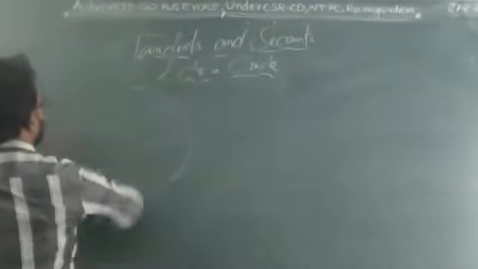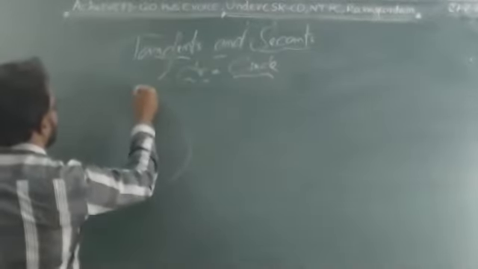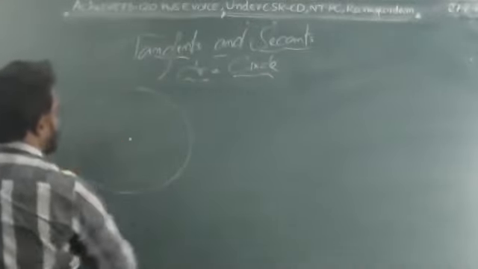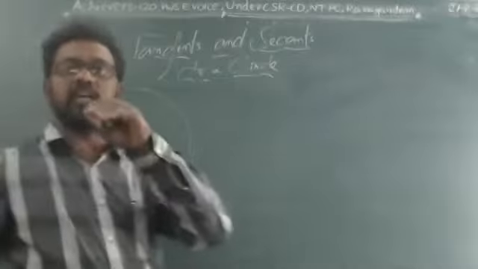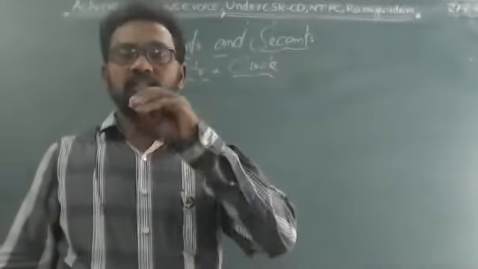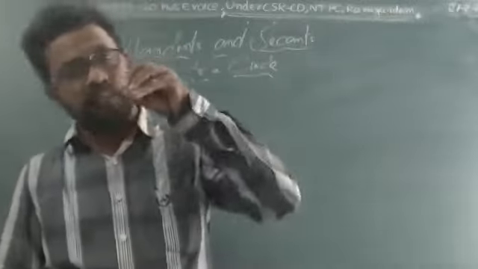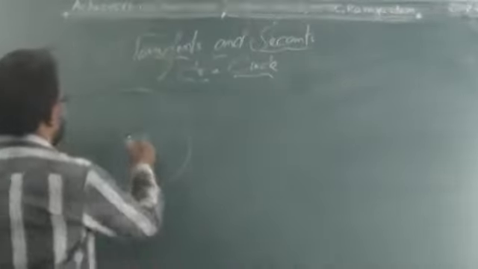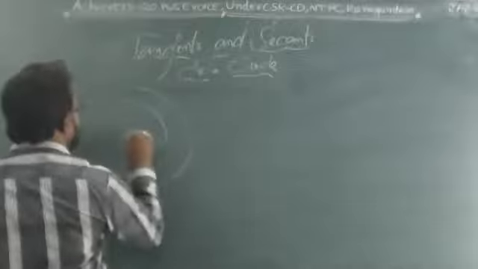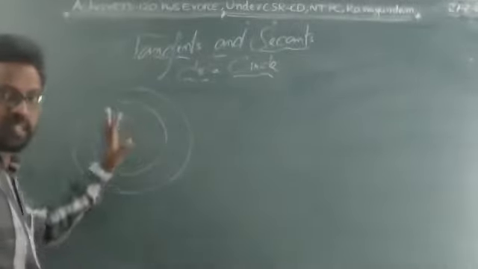Two concentric circles. What do you mean by concentric circles? Concentric circles are circles that pass from the same center. If you draw one more circle from the same center, they are called concentric circles. So I am drawing one more from the same center.